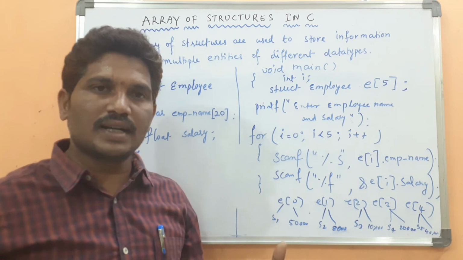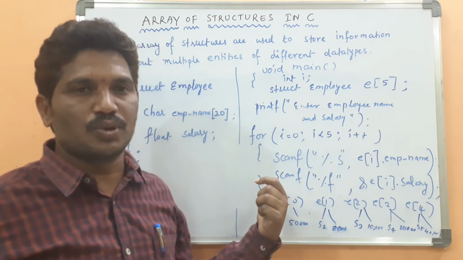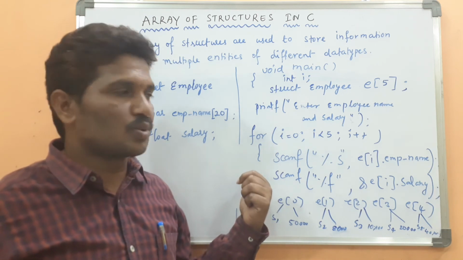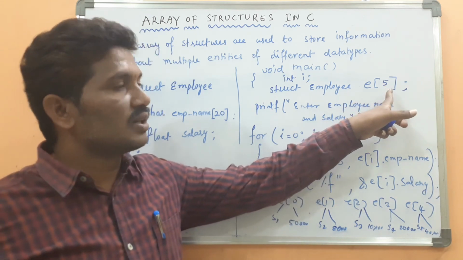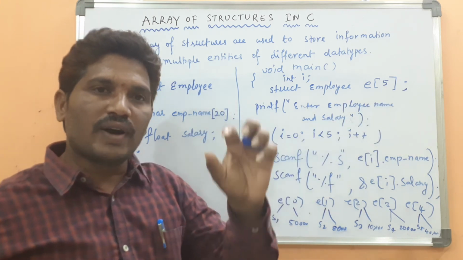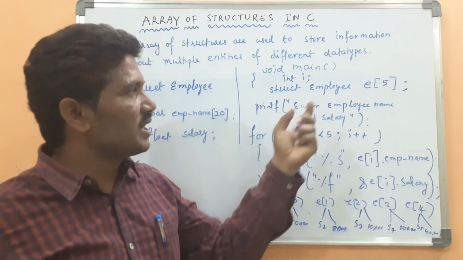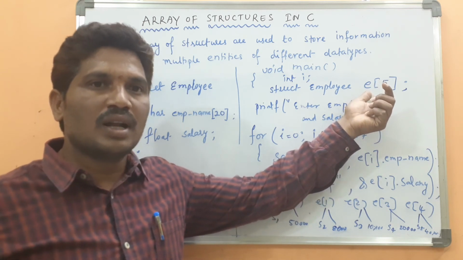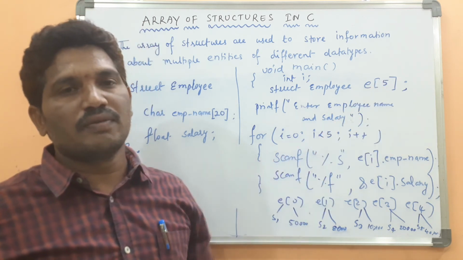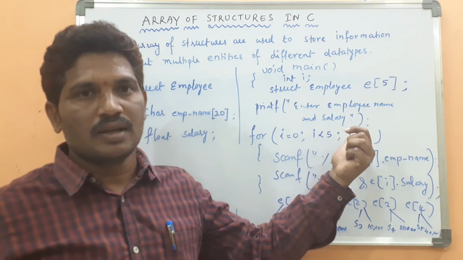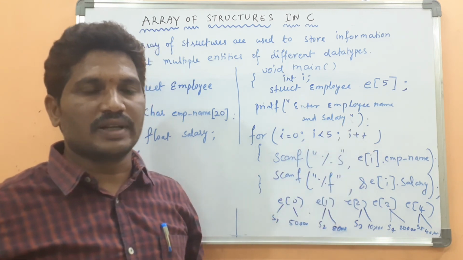That is the advantage of the array of structures in C programming. If we do not use the array of structures, to store 5 employee data we would require 5 structure variables. But here how many structure variables are used? Only one structure variable. Using one structure variable, we store 5 employee data. That is the advantage of the structure variable.